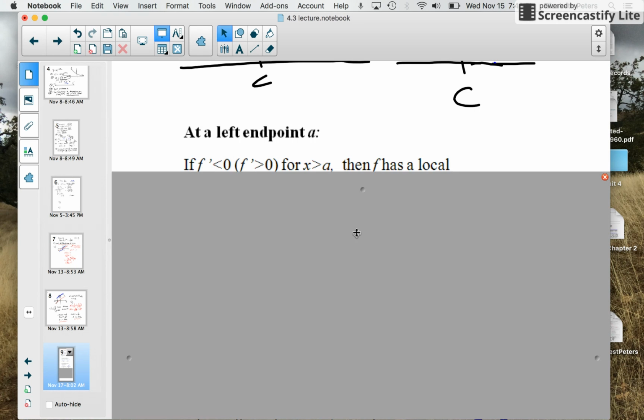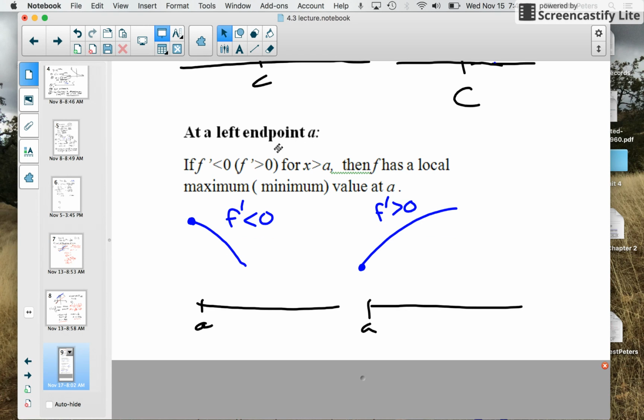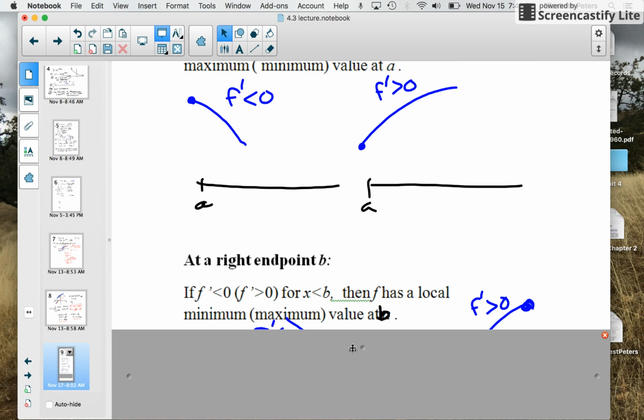We've also got some endpoint tests. So if we're at a left endpoint, so we're at A, if the derivative is less than 0 for all the values greater than A, then f has a local maximum. Minimum if the derivatives are greater than 0. That means that we've got a minimum at A. That's at a left endpoint. At a right endpoint, it's going to be the opposite.